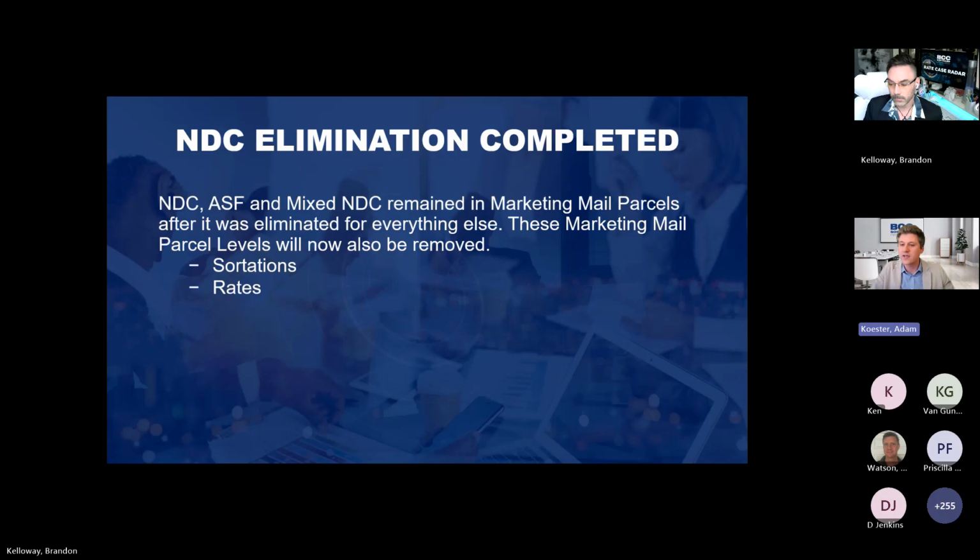NDC will go to mixed working like everything else, like we mentioned before. But those NDC and ASF sorts that we're getting an NDC rate, those will be eliminated, which means that if you can get those down to a finer rate, you're going to be in better shape. Otherwise, they'll all drop down to the mixed level.